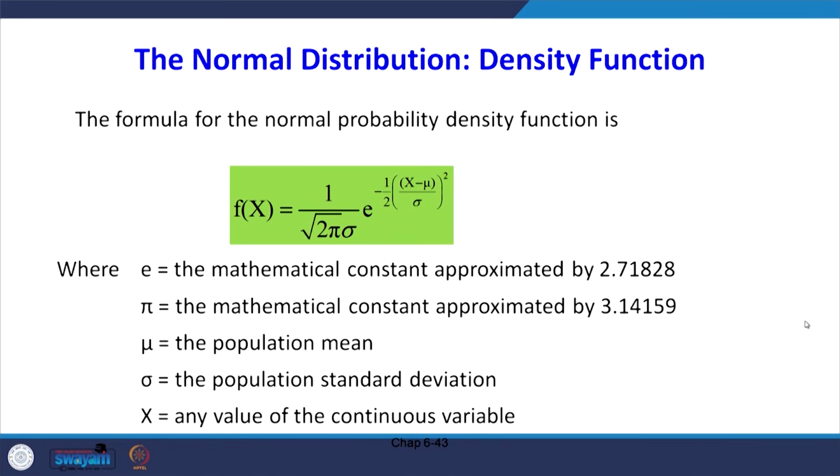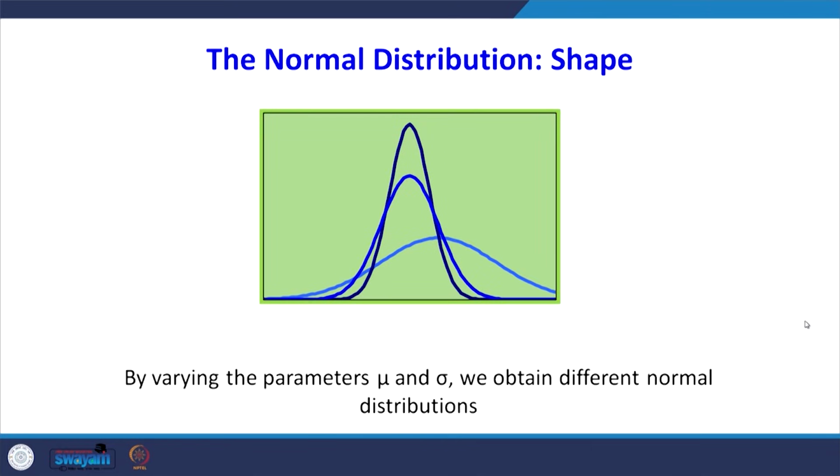The density function of a normal distribution is f of x equal to 1 divided by root of 2 pi sigma squared, e to the power minus 1 by 2 times x minus mu by sigma whole square, where e is a mathematical constant with value 2.71, pi is the mathematical constant 3.14, mu is the population mean, sigma is the population standard deviation, and x is any value of the continuous variable. By varying the parameters mu and sigma, we obtain different normal distributions.